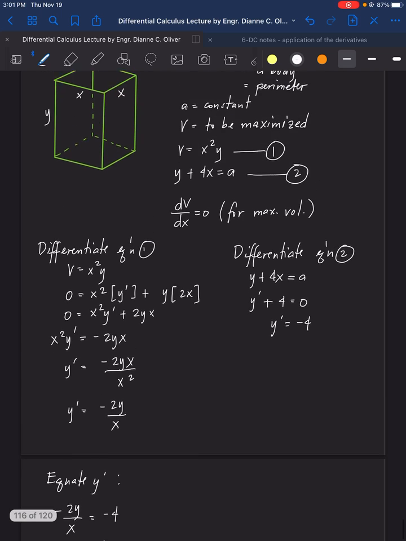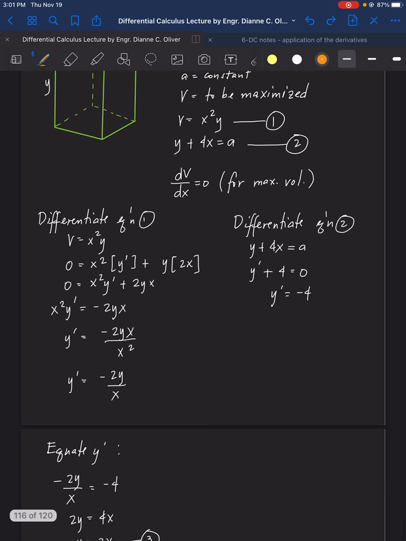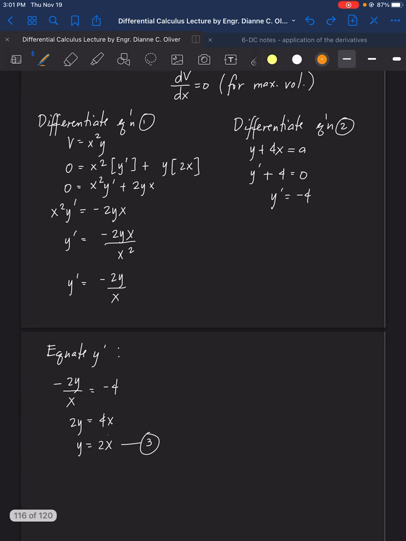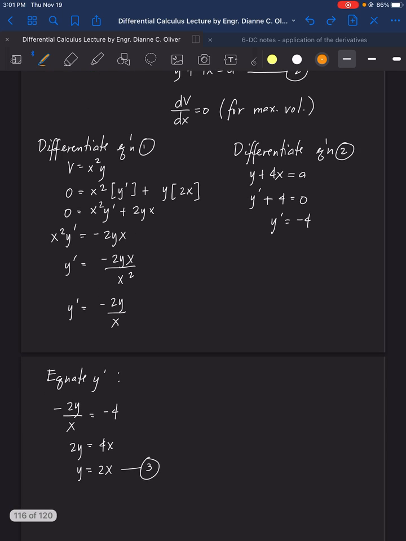Now again, what is being looked for in this problem? Since they are finding maximum volume, to find the maximum volume, we need the values of x and y. So to get the value for x, we substitute this equation in equation number 2 in order to get a value of x in terms of a. Okay, so that's the plan.